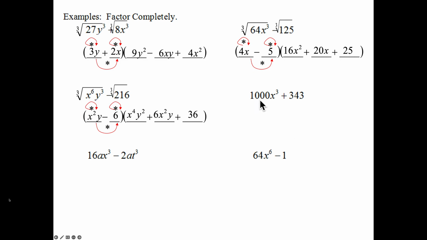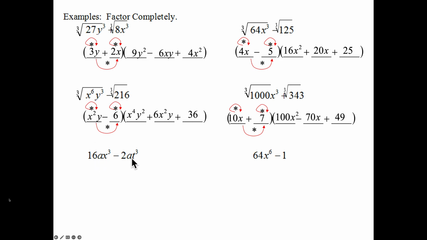1000 is a perfect cube. That's 10 to the third power. 343 is 7 to the third power. So binomial with a plus, trinomial minus plus. Take the cube root of the first term, 10x. Cube root of 343 is 7. Time to smile. 10x times 10x, 100x squared. 10x times 7, 70x. 7 times 7, 49.